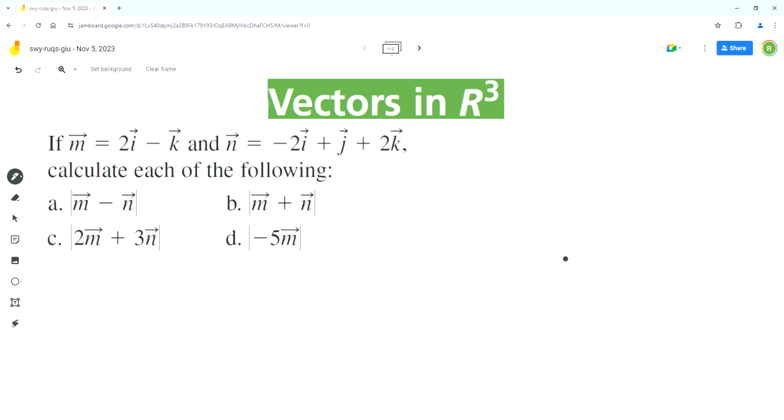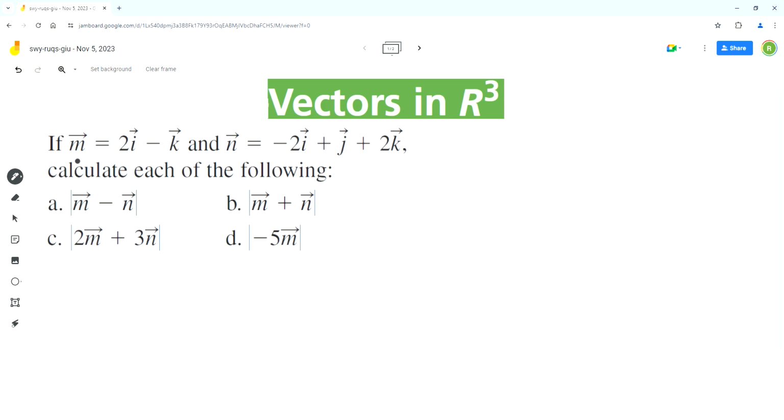So in this video, we'll solve this problem based on the concept of vectors in R3. As per the problem, if vector m is equal to 2i minus k, vector n is equal to negative 2i plus j plus 2k, calculate each of the following.